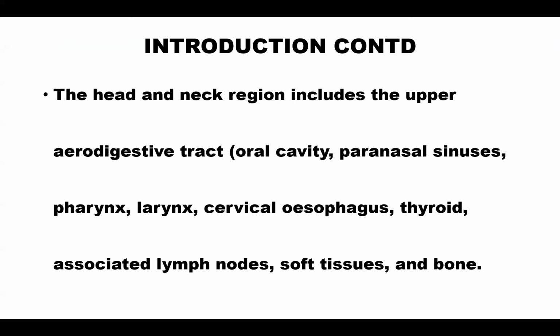Now, the head and neck region includes the upper aerodigestive tract, where you have your oral cavity, your paranasal sinuses, the pharynx, larynx, cervical esophagus, thyroid, associated lymph nodes, and soft tissues and bone. Not only that, you have the skull, the scalp, and even some lesions in the brain could be benign. We're only going to focus on head and neck tumors, benign tumors that are actually in our jurisdiction as ENT surgeons.